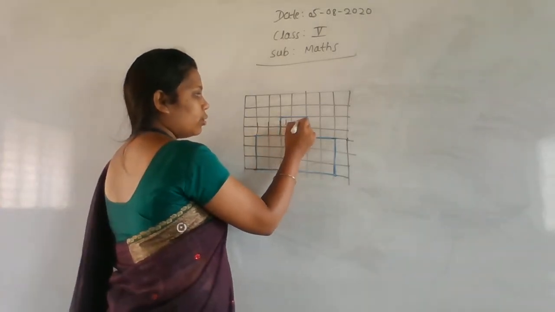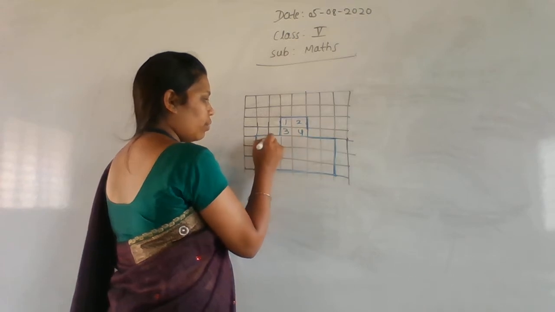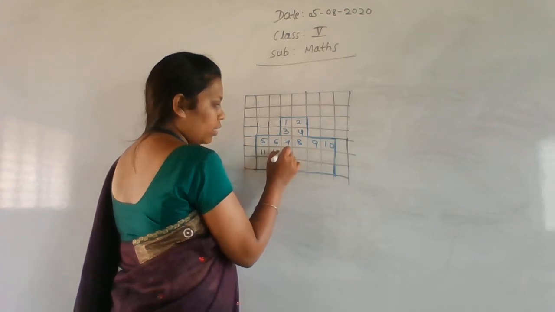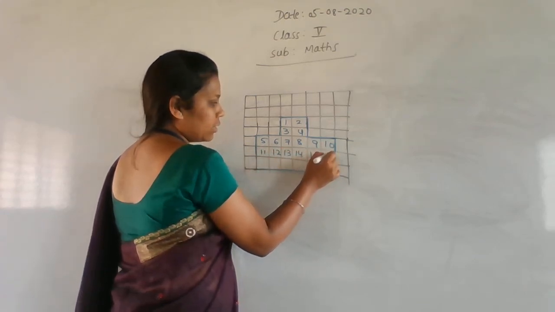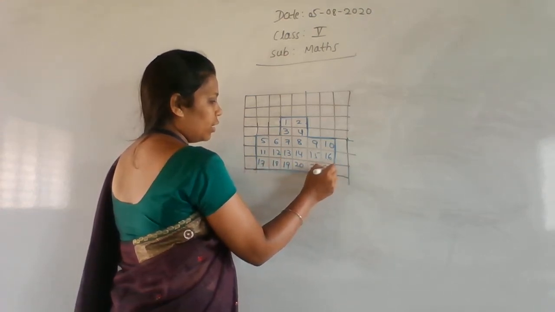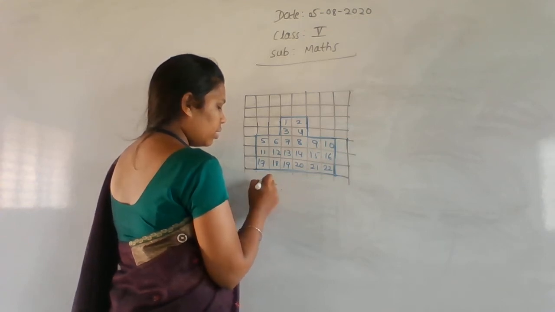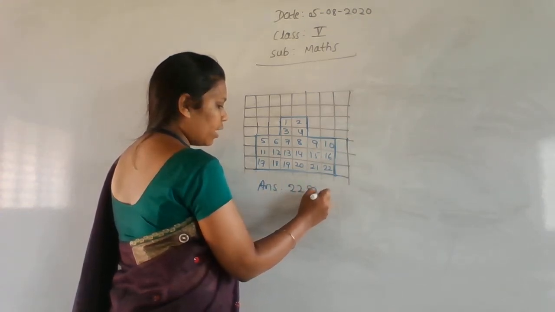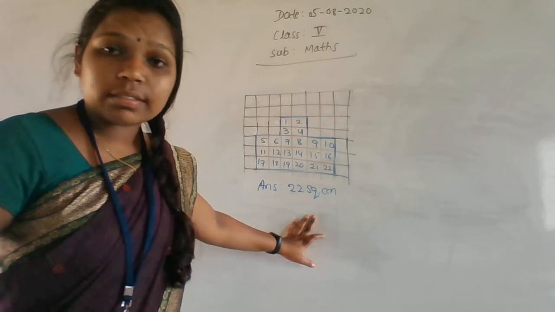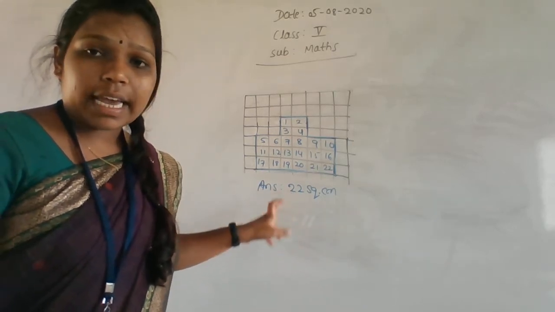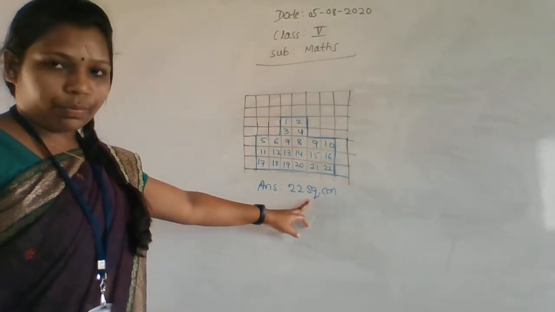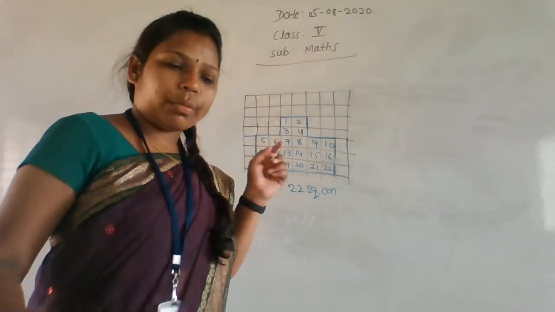This is 1, 2, 3, 4, 5, 6, 7, 8, 9, 10, 11, 12, 13, 14, 15, 16, 17, 18, 19, 20, 21, 22. The answer is what here? The answer is 22 square centimeter. Why do we have to write square centimeter? Because that is the area. If that is the area, then we have to write the square, sq. Square centimeter, like that you have to write.